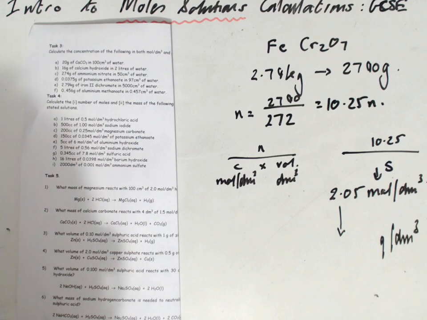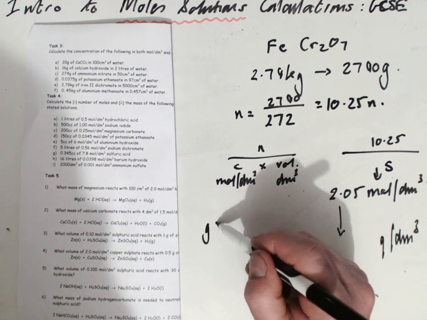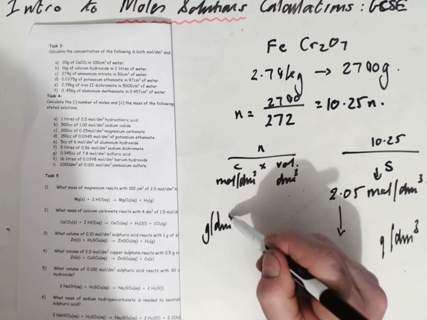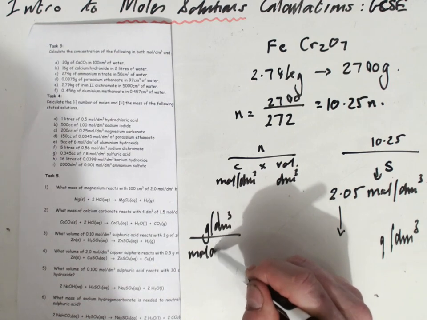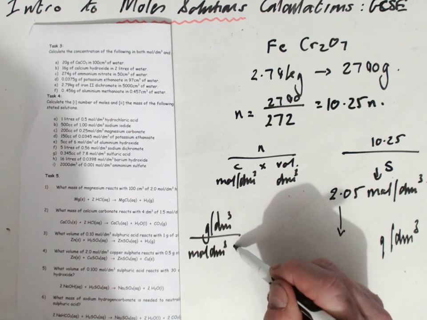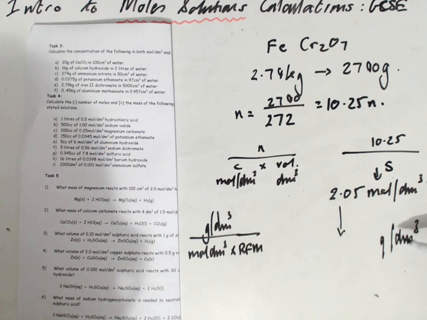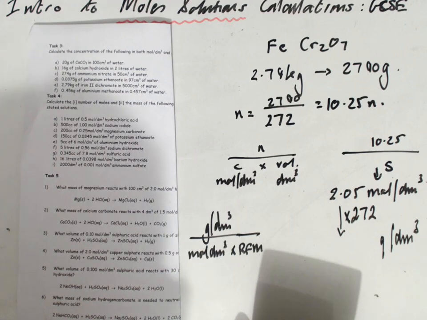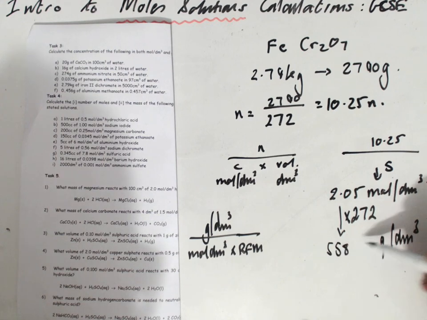Then we've been asked to convert that from moles per dm cubed into grams per dm cubed. Grams per dm cubed is equal to moles per dm cubed, which we had in the previous question, multiplied by the RFM, and the RFM of this we've already worked out earlier is 272. So taking that and multiplying it by 272 gives me 558 grams per decimeter cubed.